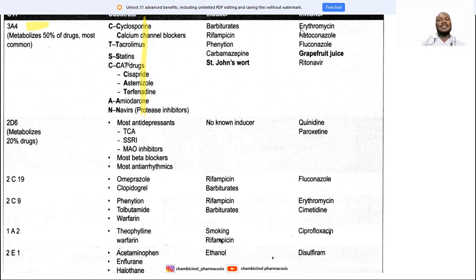So here there is valproate. V means valproate, like ketoconazole, another substance, the fluconazole, grapefruit juice. So I will show you in a very simple manner the mnemonics that you can use to memorize all these drugs in very simple ways.